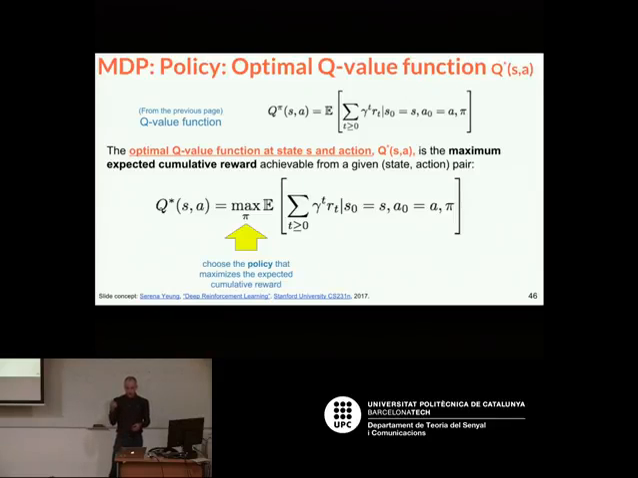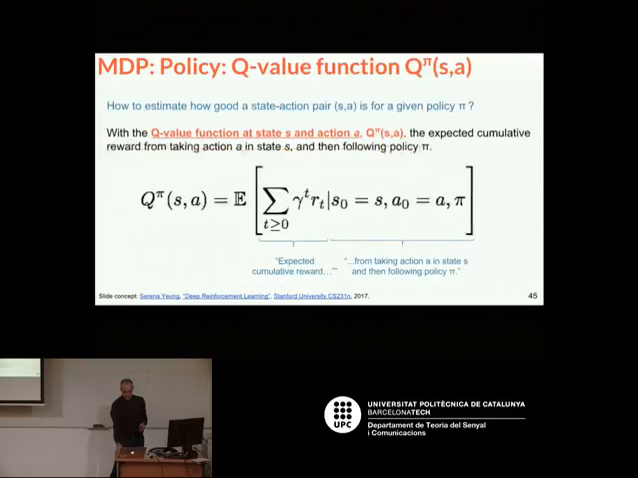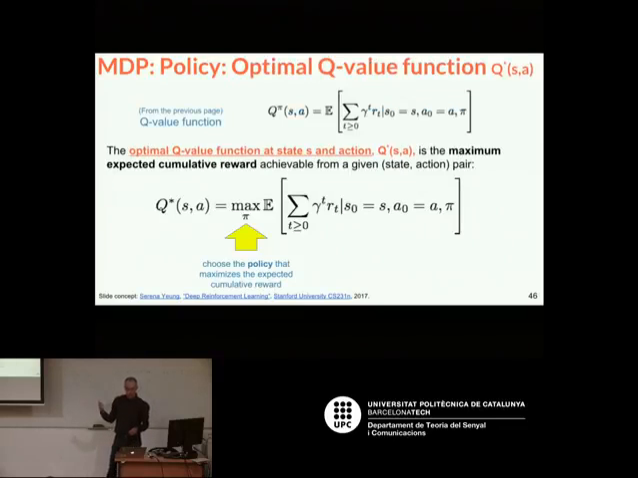So if Q is the expected cumulative reward, and we want to have the maximum amount of reward, actually what we would like to know is how can we find the optimal Q value function at state S and action A. There's a missing A here. So that's what we would like to find. Given a pair of state and action, what's the policy that we should take to have the maximum expected cumulative reward? What we're going to do is choose the policy that maximizes this expected value.